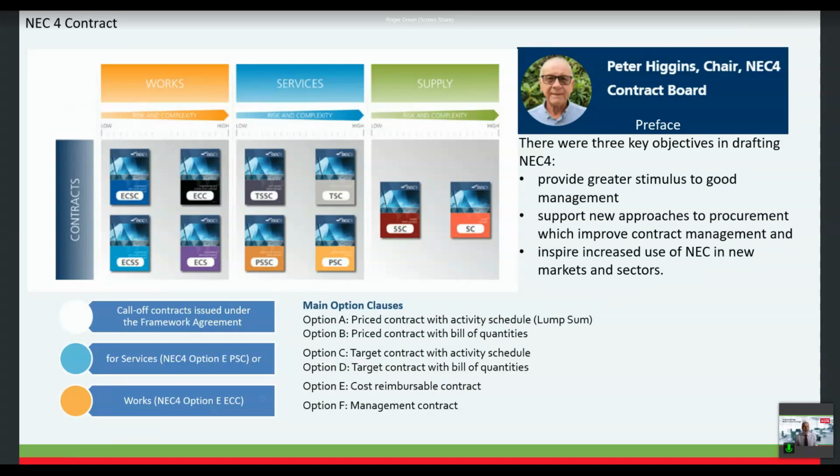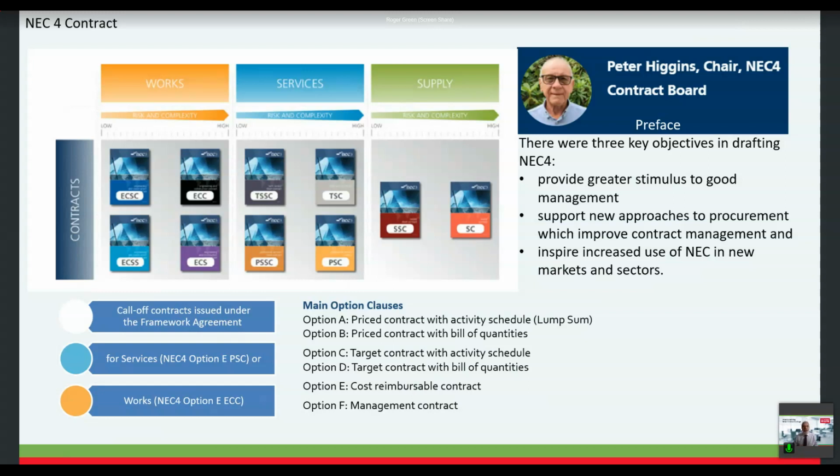So the NEC contract is the contract that the client has favoured. NEC is a very popular contract. We're actually using the version of NEC 4. Some major projects are still being delivered under NEC 3, so HS2 is still being delivered under NEC 3, but most contracts now have moved over to NEC 4.